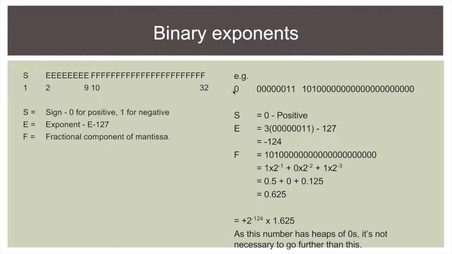Another example, okay, we have 0, which is positive. We then have an exponent here, which is 3. So 3 minus 127 would be minus 124. Okay, we have the mantissa here. So 1 times 2 to the power of -1 plus 0 times 2 to the power of -2 plus 1 times 2 to the power of -3, which is a half, plus 0 plus 0.125. So we get 0.625. And so this is going to be positive 2 to the power of minus 124 times 1.625. And as there's heaps of zeros in that number, you don't need to go any further than that. You could sit there and write out 124 zeros if you want to, but there's no real point.